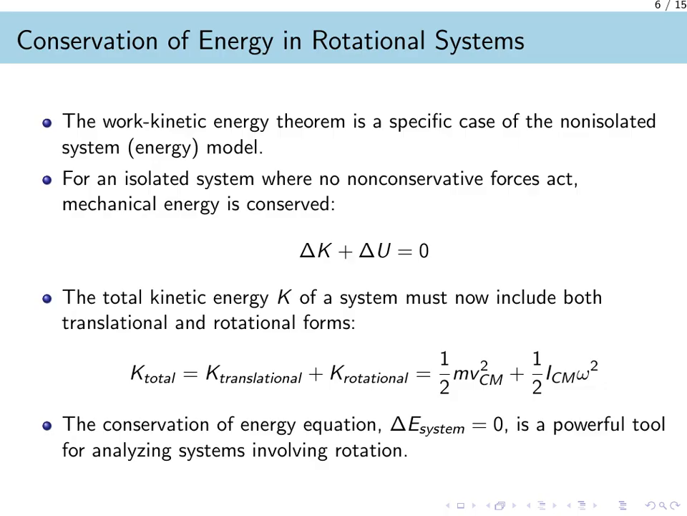For example, a sphere rolling down a hill possesses both translational and rotational kinetic energy. To correctly analyze its motion using conservation of energy, you must include both terms. The essential takeaway is that conservation of energy applies to rotation, provided we expand our definition of kinetic energy to account for both translational and rotational motion.